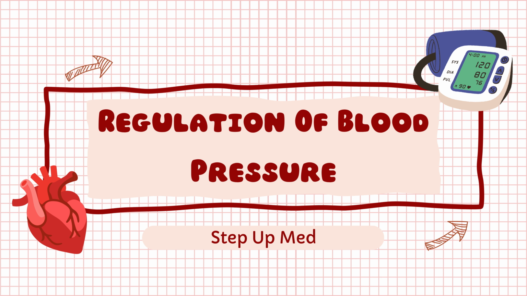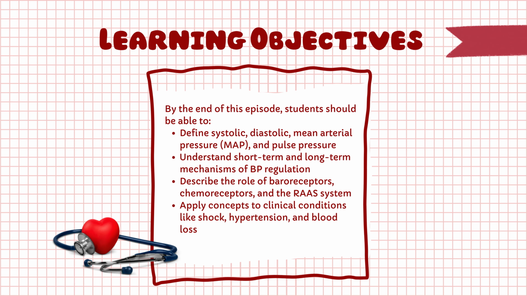In this episode, we break down how your body monitors and regulates blood pressure, both in the short term and the long term. We'll explore baroreceptors, chemoreceptors, the RAAS system, and the kidneys, all working together to keep your pressure stable. Let's get started.